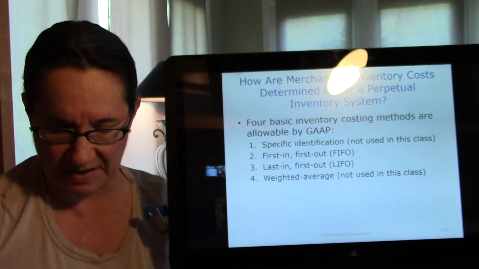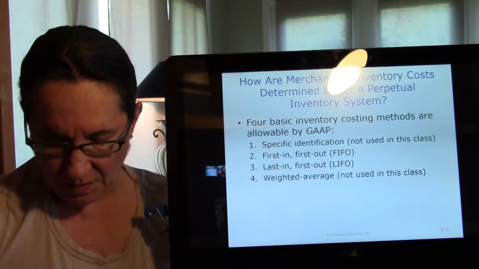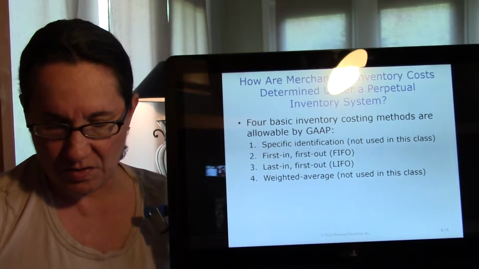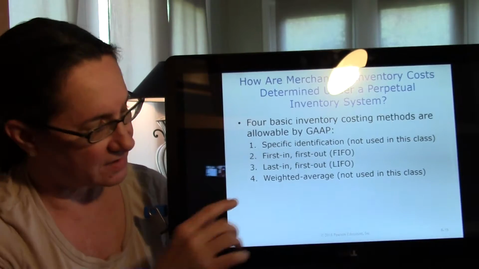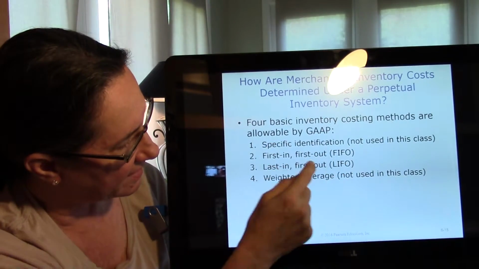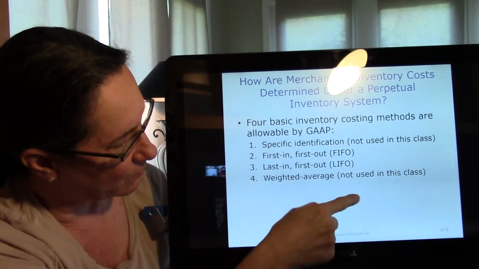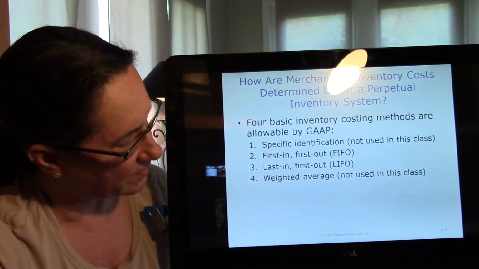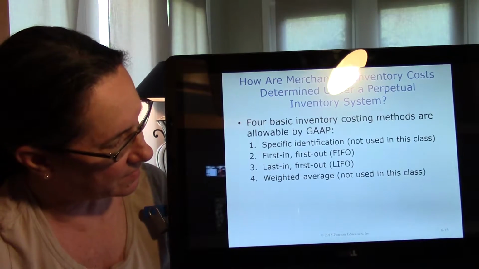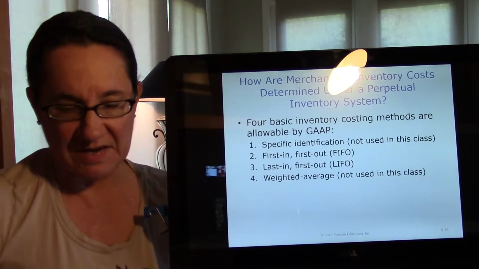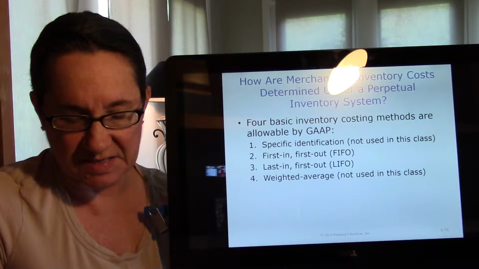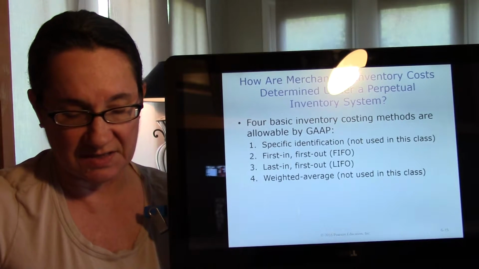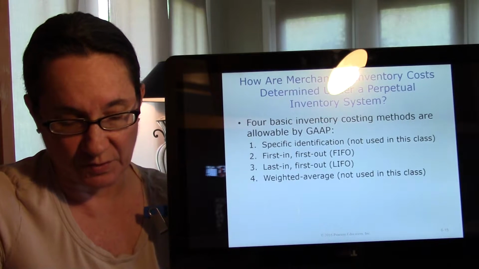First is specific identification, next, first in, first out, last in, first out, and then finally, weighted average. We're not going to use specific identification, and we're not going to use weighted average. We're only going to worry about the middle two, FIFO and LIFO. Basically, there are 4 approaches that are acceptable according to GAAP for computing the amount of dollars to assign to ending inventory and to cost of goods sold.